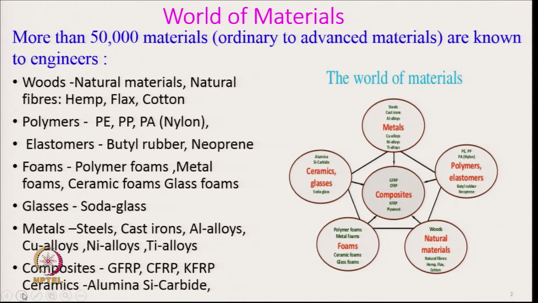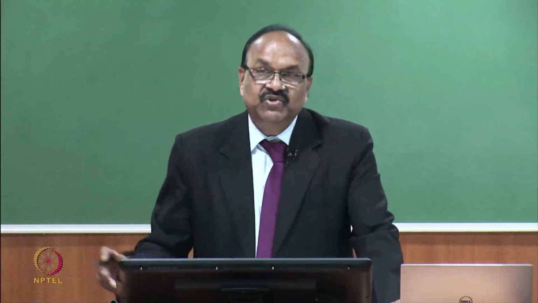Then polymers is another important category of material nowadays, for example, polyethylene, polypropylene, polyamide. Then elastomers like butyl rubber, neoprene, the lycra, that is spandex, which is polyurethane, is very common in textile. Foams, then glass, metals like steel or cast iron, and various types of alloys. Then finally, the advanced material is called composites. Composites produced by using GFRP, CFRP or KFRP methods, and of course, there is another advanced material nowadays called ceramics. So, these are some of the broad classification of different materials used for different purposes.